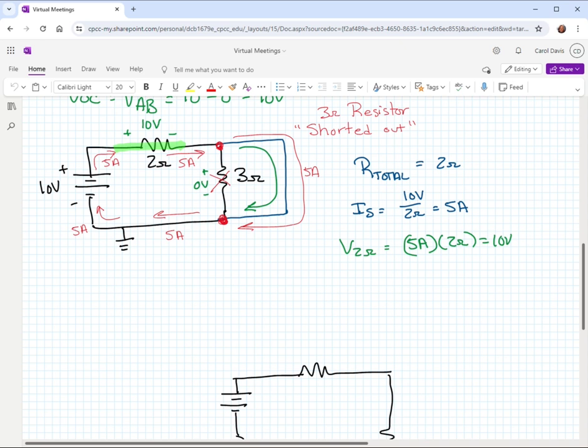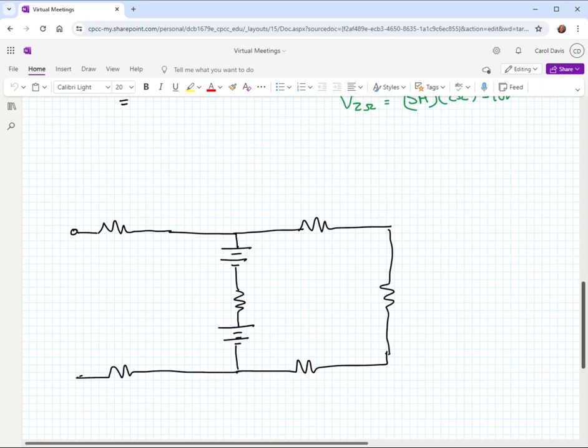I'm just kind of making this up as I go. So, okay. Let me move this down so you can see the circuit.